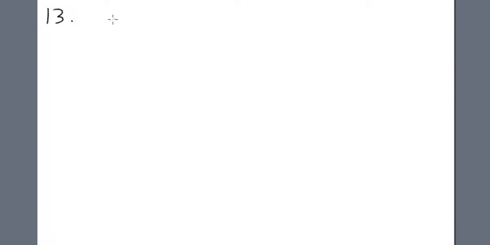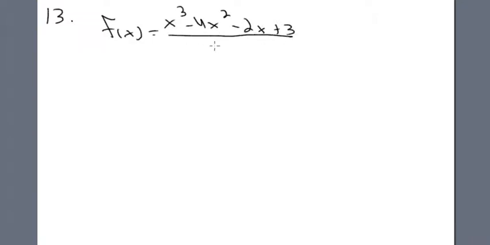f of x equals, we have x cubed minus 4x squared minus 2x plus 3 over x plus 1, and we want to see as x approaches negative 1.